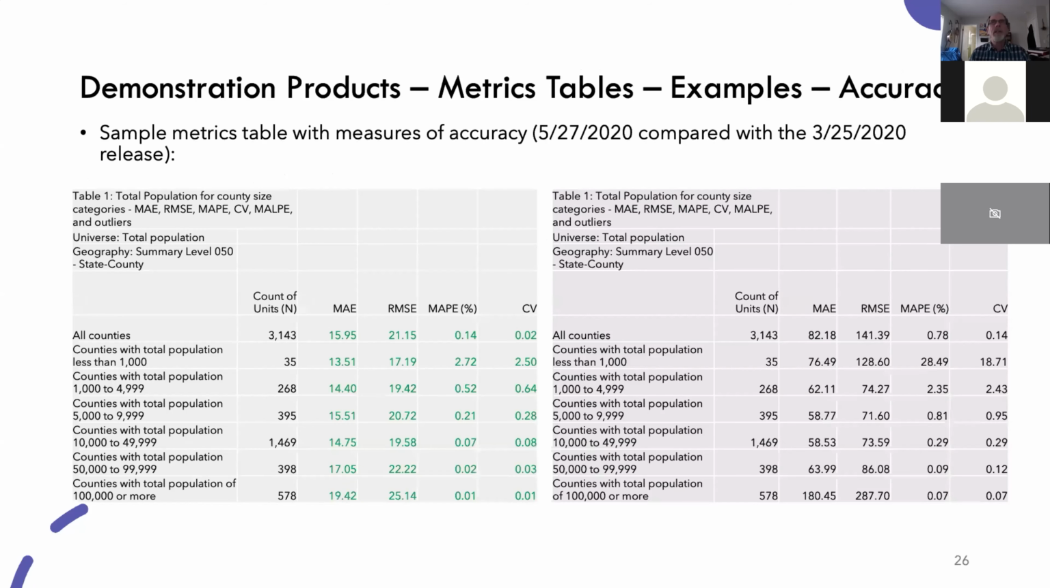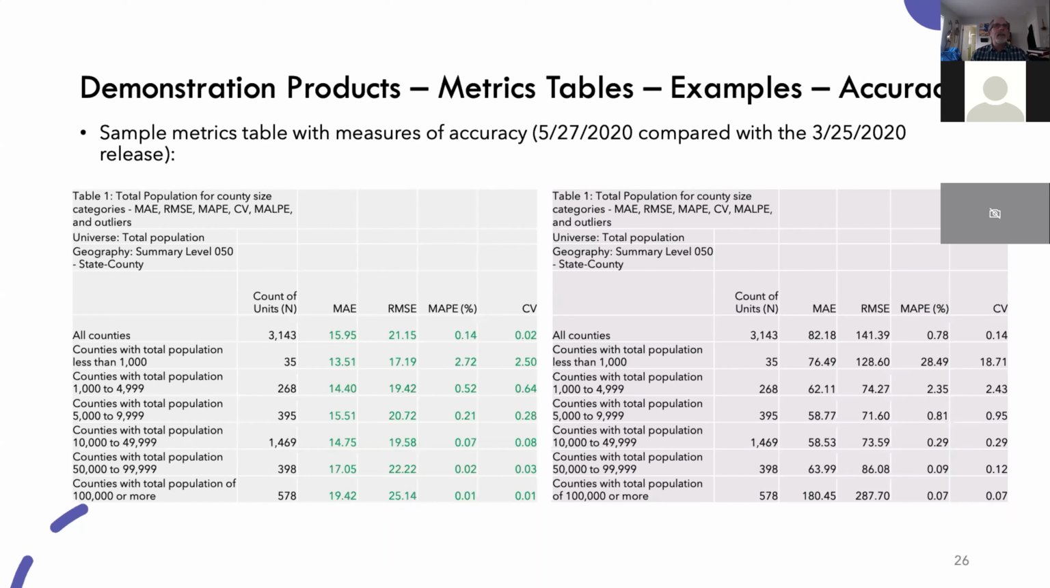Okay. So then this next slide illustrates the accuracy measures for population for counties all across the United States. The graph on the left is the most recently released, which was May 27th. And that's compared to the previous first release, March 25th, of the measurements of accuracy. So what you see is that the Census Bureau's published measurements of accuracy have improved fairly dramatically over what they released initially back on March 25th.